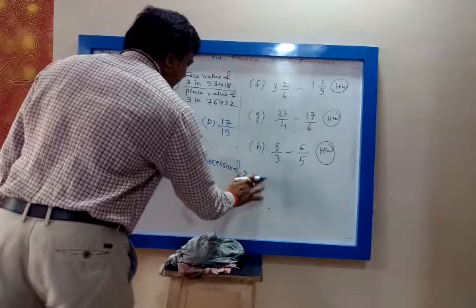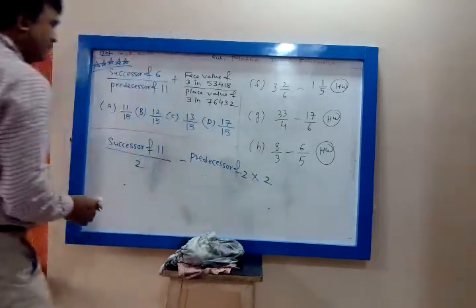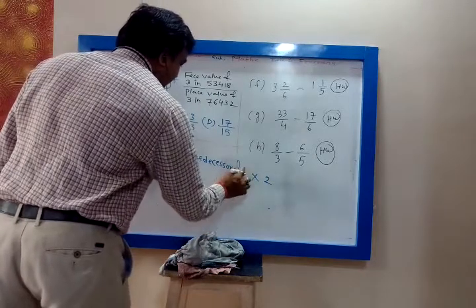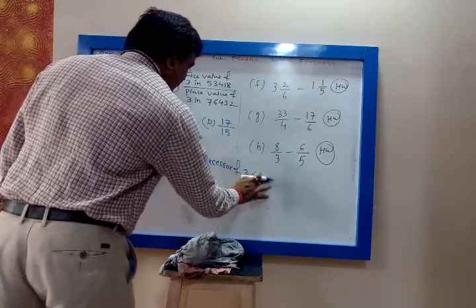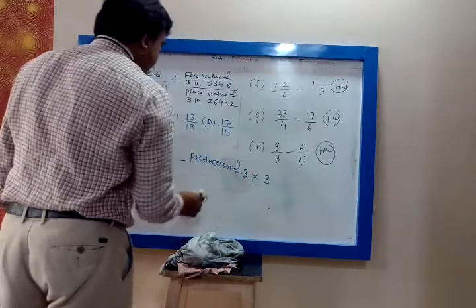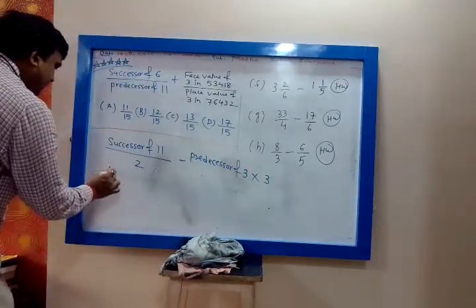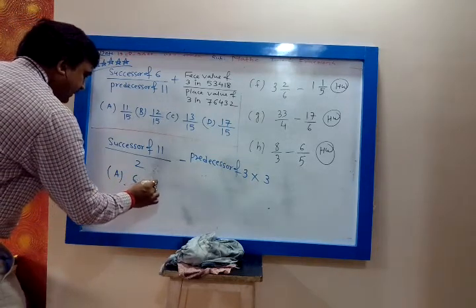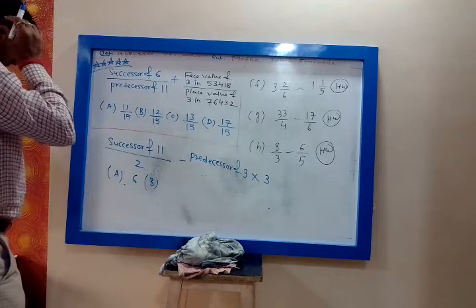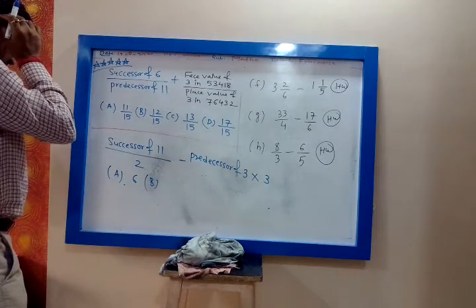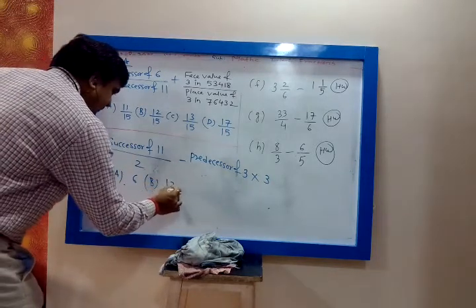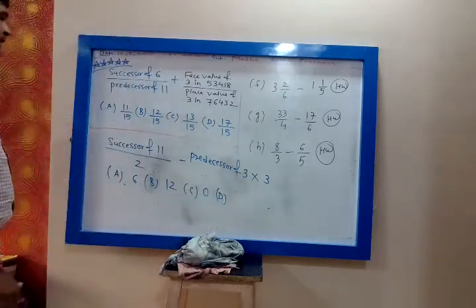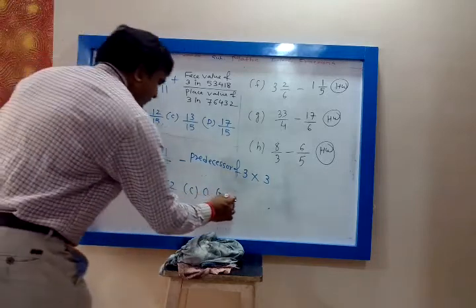Predecessor of 2 multiplied with 2. No, predecessor of 3 multiplied with 3. Okay. Option A is 6, B is 12, C is 0, D is -3.